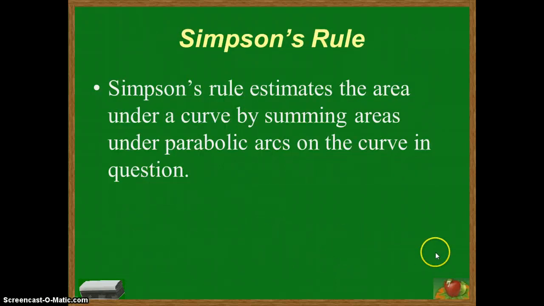The second thing we're going to talk about is Simpson's rule. Simpson's rule estimates the area under the curve by summing areas under parabolic arcs on the curve in question. So instead of using trapezoids, we're going to use parabolic arcs. You might think that, intuitively, this might be a more accurate method unless you have a straight line function, because it makes sense that a curve might fit a curve better than a straight line trapezoid.